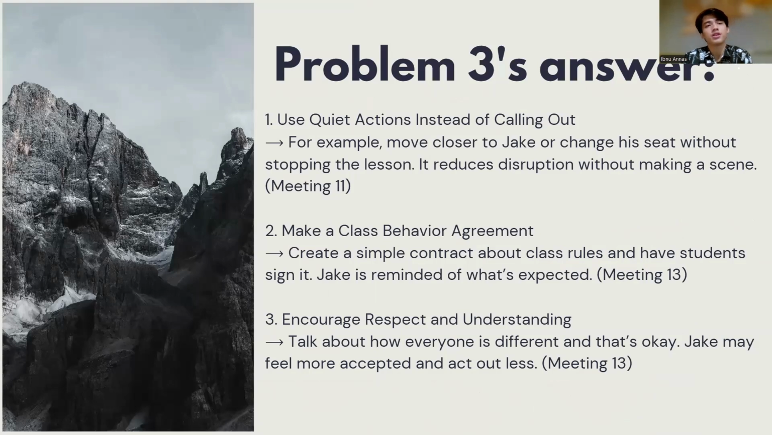So the first solution is a quiet action instead of calling him out. For example, you move closer to Jack or change his seat without stopping the lesson. So it can reduce the disruption without making a scene. Like instead of scolding out loud, Miss Brown can step to Jack's seat, stand closer to Jack, and reduce the disruption without making a scene.